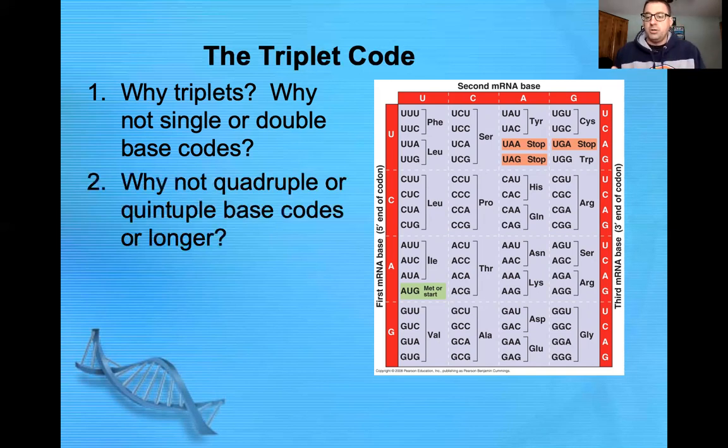So the triplet code, if you think about it, 4 to the 3rd power: if you have 4 bases arranged in groups of 3, how many different ways can you arrange those 4 bases into groups of 3? 4 to the 3rd power, which is 64, which is enough that you would be able to code for all 20 amino acids. And you're going to have extra codes, so you're going to have duplicate codes for the same amino acid, right? So if you look at this code here, and this is the genetic code in RNA, right?